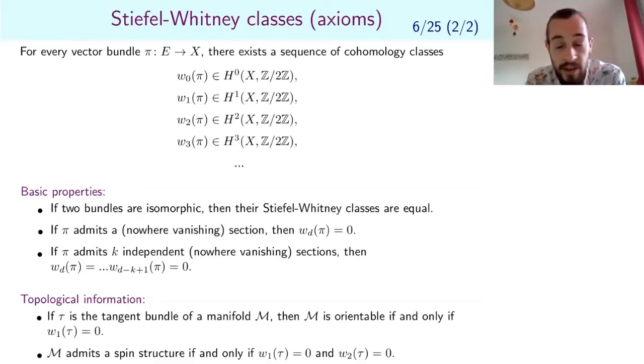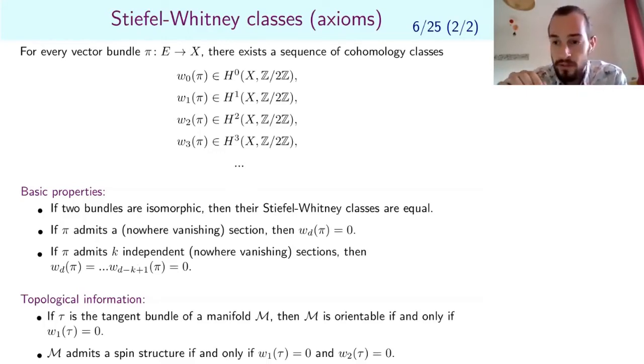Okay, and we can infer also some topological information. For instance, if we consider the tangent bundle of a manifold, then your manifold is orientable if and only if the first Stiefel-Whitney class of its tangent bundle is zero. So you can read the orientability of your manifold just by looking at the first Stiefel-Whitney class. And for those who like physics, your manifold admits a spin structure. This is equivalent to the first two Stiefel-Whitney classes of the tangent bundle being zero. Okay. So this is interesting to estimate.